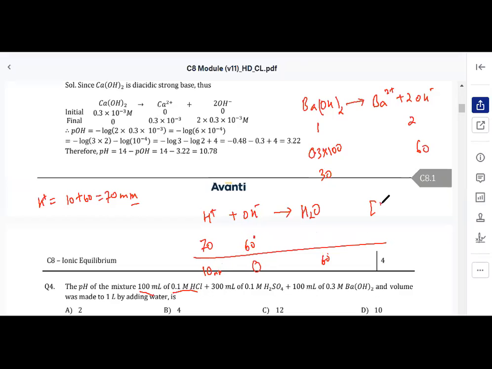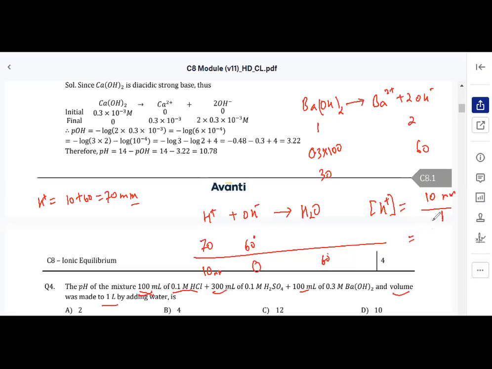So what will be the new concentration of H plus in the overall solution? Number of millimoles of H plus is 10 millimoles. What about total volume? 100 plus 300 plus 100, it is 500. But see, 1 liter. So this is 1 also, right? 1 liter. Got it, everyone?